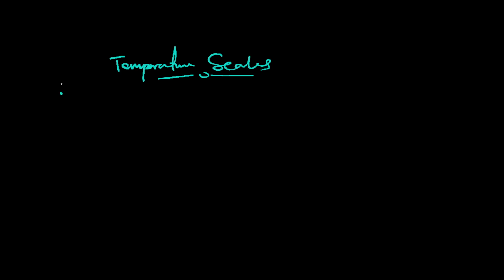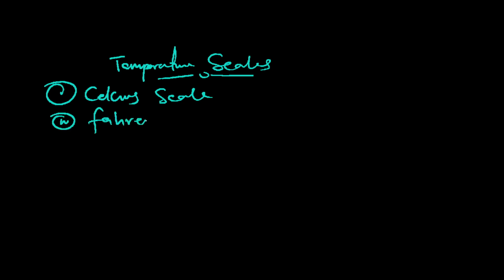And when you talk about units of measurement, we are familiar with these three. Number one, Celsius scale. Number two, Fahrenheit scale. Nonsense spelling is always difficult. And number three, Kelvin scale.